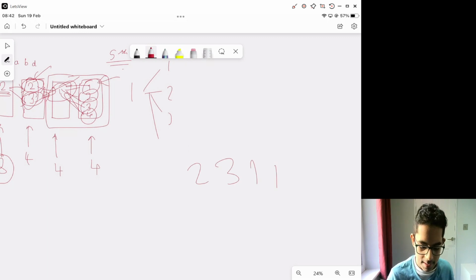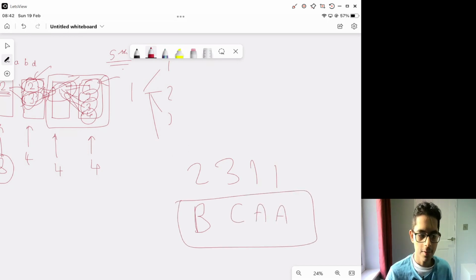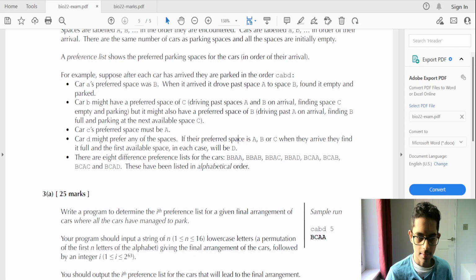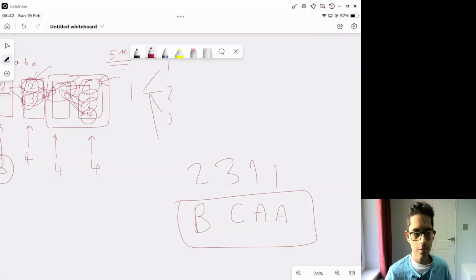And then this in the format which they want is B, since B is 2, C, A, A. This is the 7th possible preference list. If we go back to the question, this is exactly what the output requires. So now all we need to do, if you understood this, good job, you're like 95% of the way there. We just need to translate this to code.